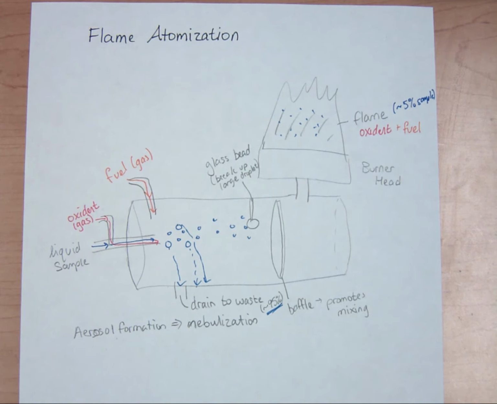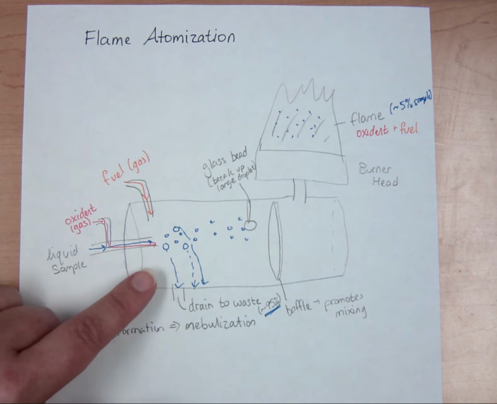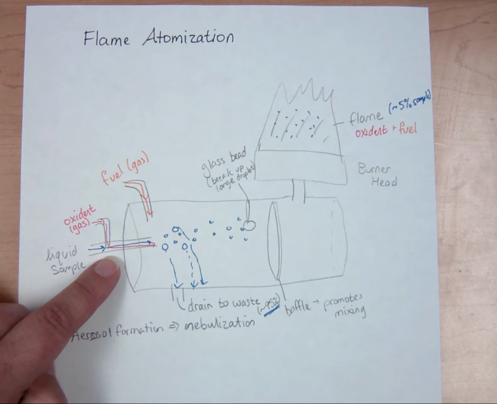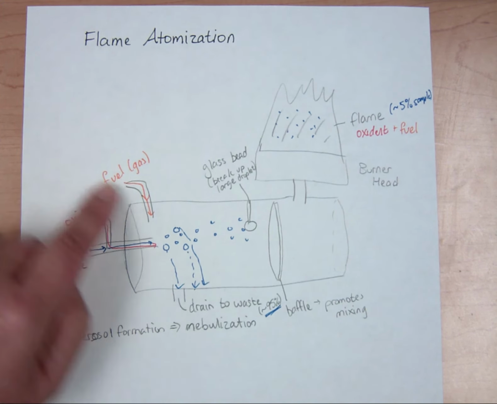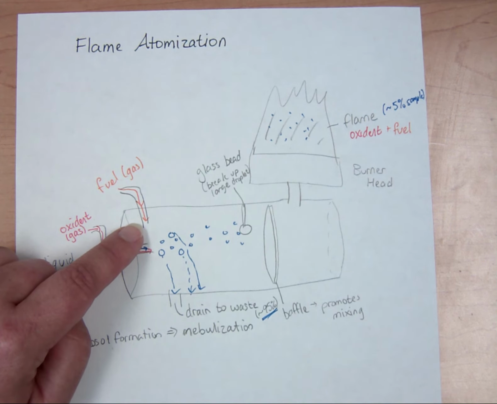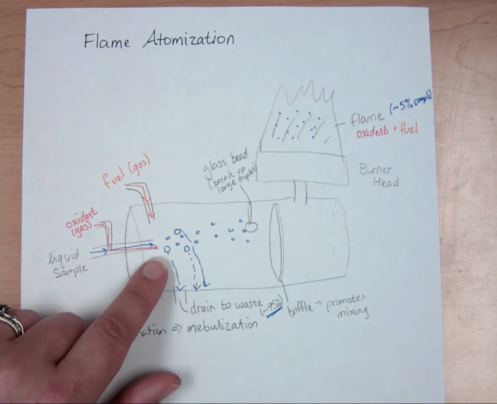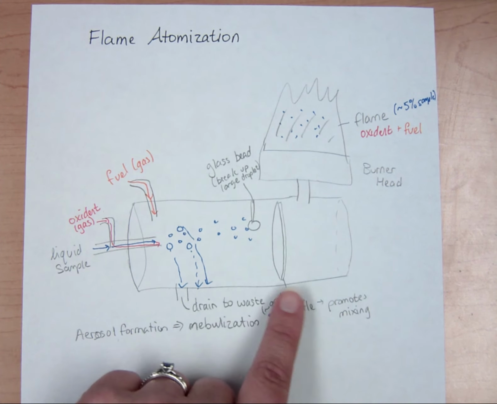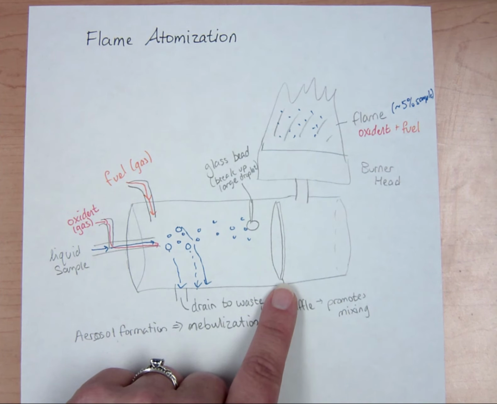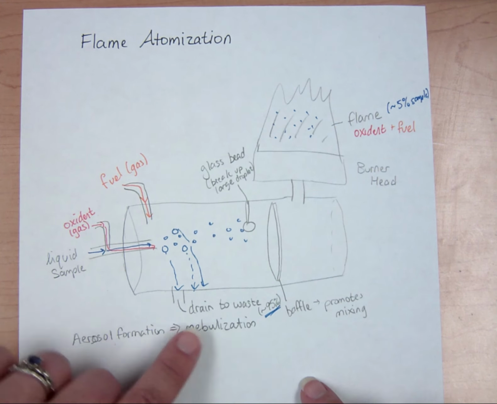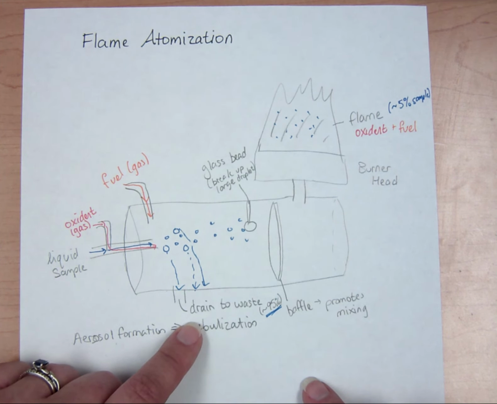All right, so here's our flame atomizer and the basics of how it works. We have a liquid sample. It's going to be nebulized into our sample chamber using an oxidant, some kind of a gas here that's going to help with our flame formation. This is mixed with another gas that's serving as the fuel. And in this mixing, we're hoping to break up the large droplets into smaller droplets using the glass bead and the baffle to really promote mixing. Any large droplets that don't make it up to the flame are going to fall out to waste, and that's about 95% of our sample.